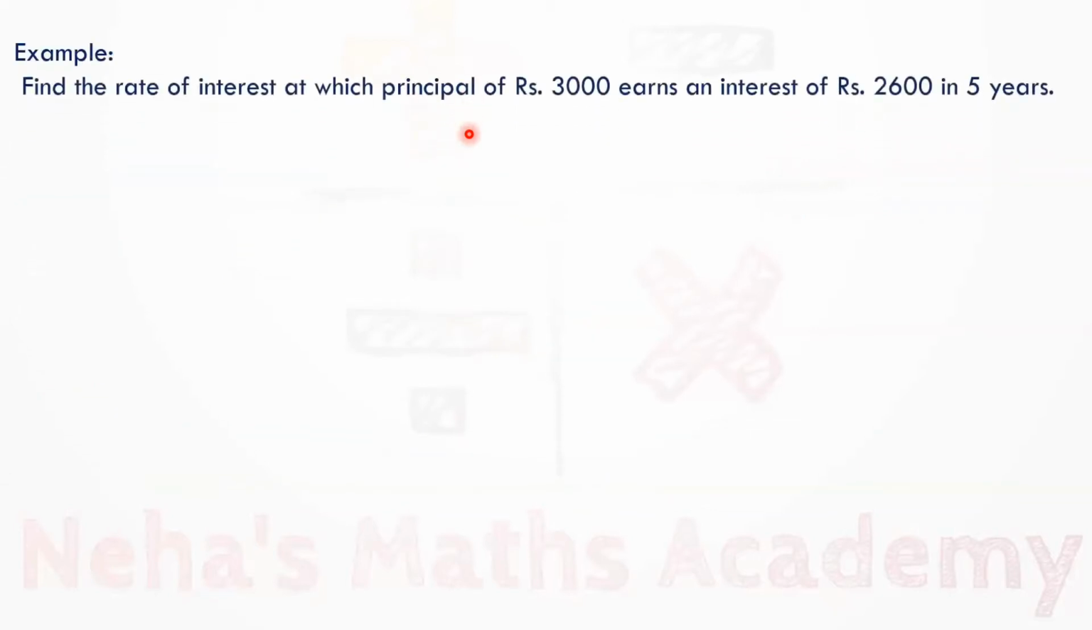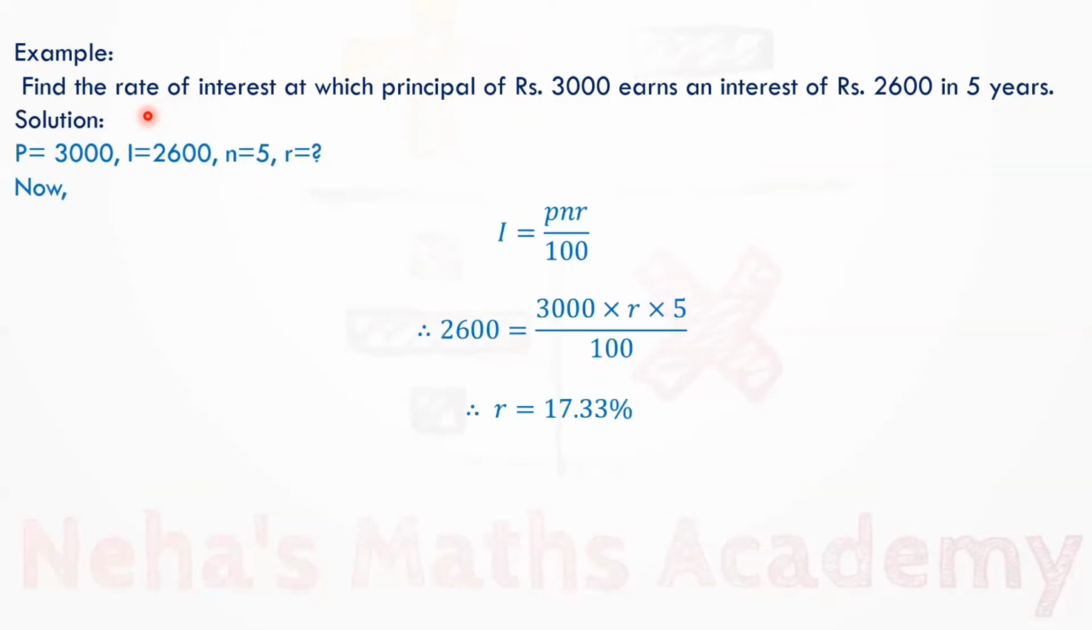Next example. Find the rate of interest at which principal of rupees 3,000 earns an interest of rupees 2,600 in 5 years. Here, all values are given. P is given, I is given, N is given, and we have to find the value of R. Just use the same formula and solve it for R. The solution is R is equal to 17.33%. You can verify your answer.